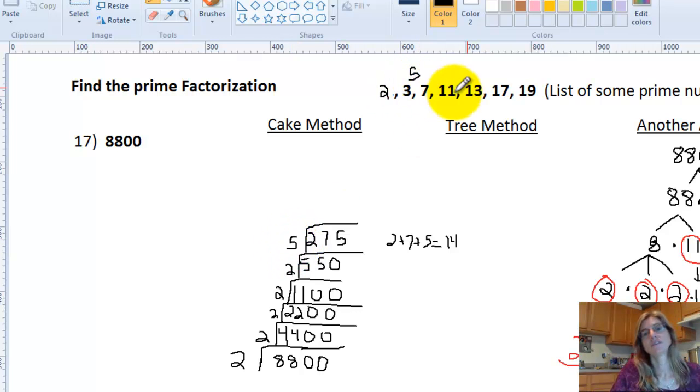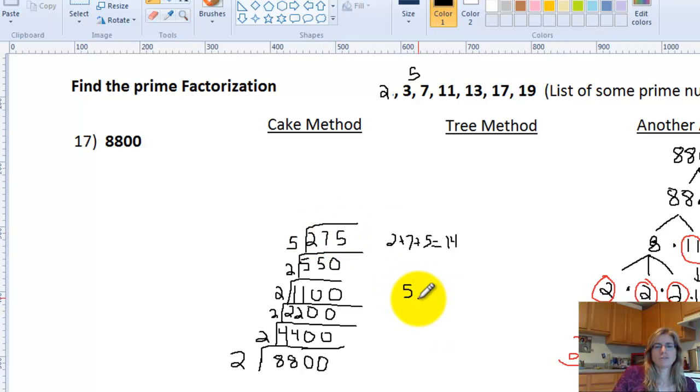Why do I have this list here? This is a list of prime numbers in order, starting from the smallest. And you could go on to infinity. But we've listed a few of them because you have to go in order when you divide on this cake. Always take the first prime number that this dividend can be divided up into.